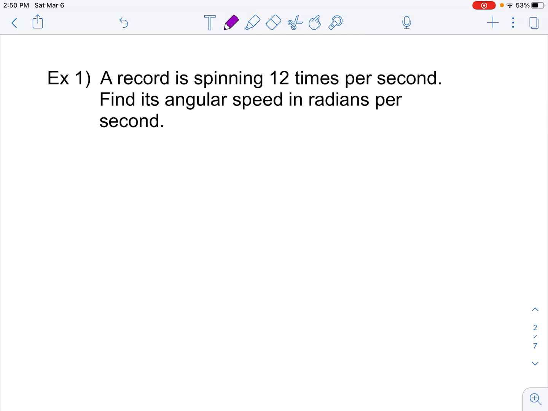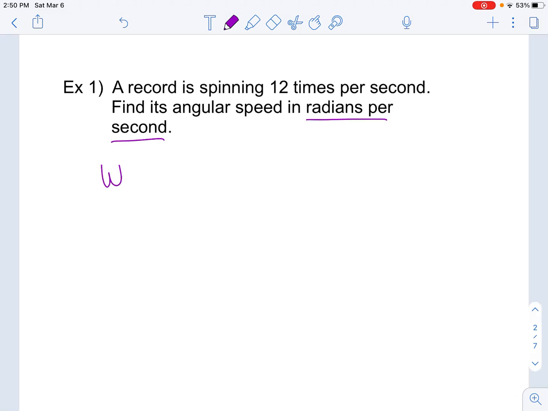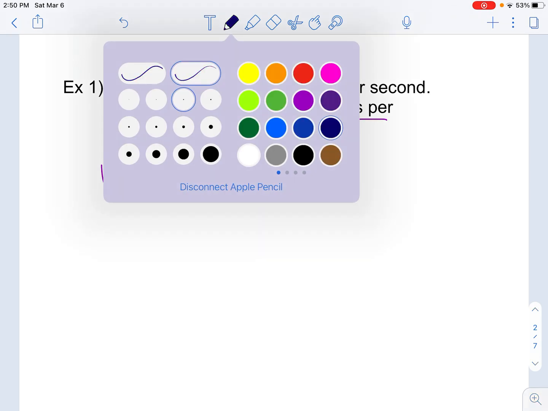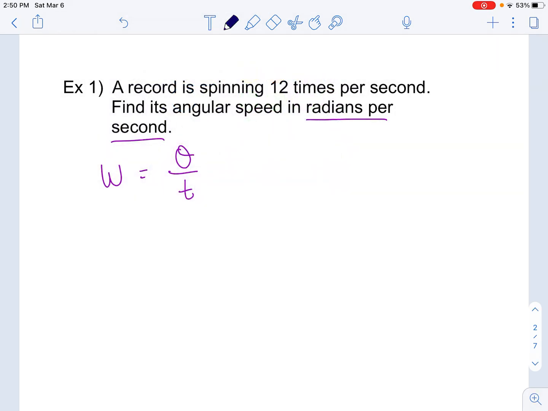A record is spinning 12 times per second. Find its angular speed. We're going to talk about radians per second, so it specifically tells us what our units are going to be. I know my final answer has to be in radians per second. We know that angular speed is equal to the angle divided by time. Let's talk about that angle. It doesn't tell us what the angle is, but it does tell us that it rotates 12 times.